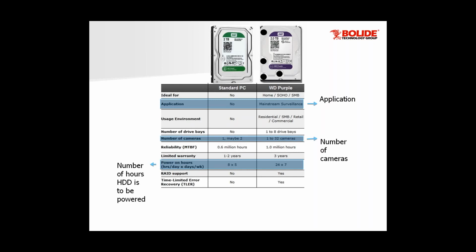One being the number of hours per day an average hard drive would work. Hours times days of the week. So 8 hours a day times 5 days a week is what a normal hard drive should go. As you can see to the right of that, a surveillance hard drive is rated for 24/7 all the time. Another one is the main application. Is a regular standard hard drive made for mainstream surveillance? No, it's not. Reason being, how many cameras can you have on a regular hard drive? One, maybe two. And the purple is rated for up to 32 cameras. So you can see off the bat the difference in manufacturing the hard drive.